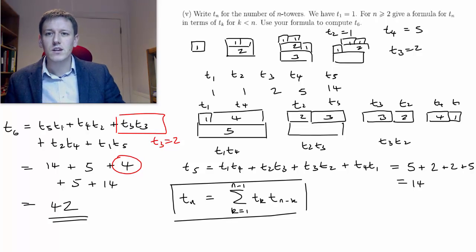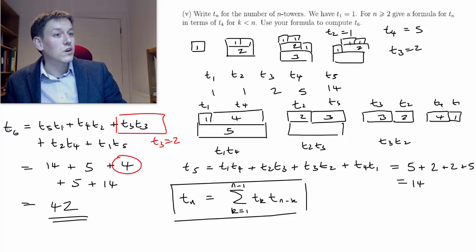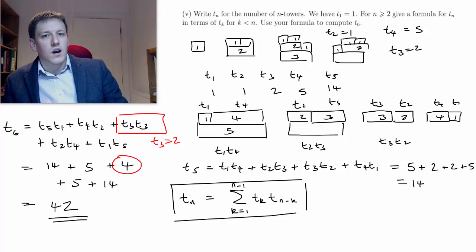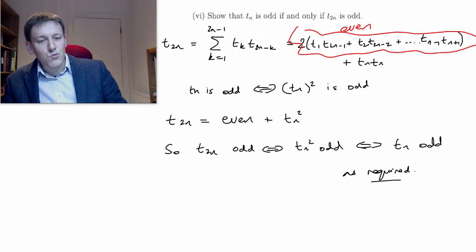And that's true, of course, just for these even indices, because for the odd ones, t(2n plus 1), they're all even, apart from t1 of course, since they always split up into a 1 and a 4 and a 4 and a 1, and a 2 and a 3 and a 3 and a 2, so that they all have pairs. Okay, I hope that makes sense.